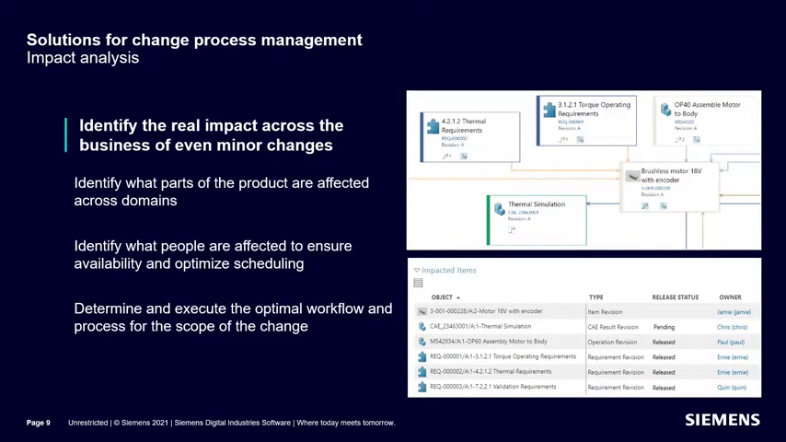Teamcenter can help you manage the real impact of even seemingly minor changes by helping you identify what parts of the product will be affected and who in the organization is the owner, all across engineering domains and departments. Cross-domain relationships and dependencies provide traceability to identify what other parts of the product will be affected, identify what people will be affected to ensure their availability and optimize the schedule, and determine and execute the optimal workflow and change process associated with the scope of the change.